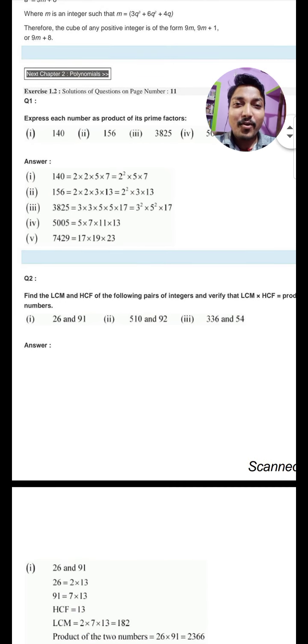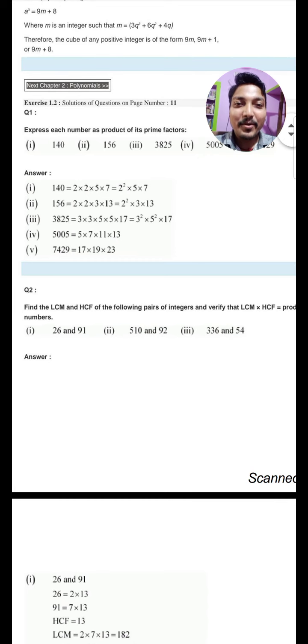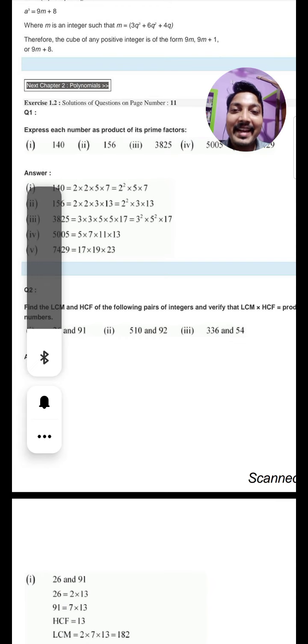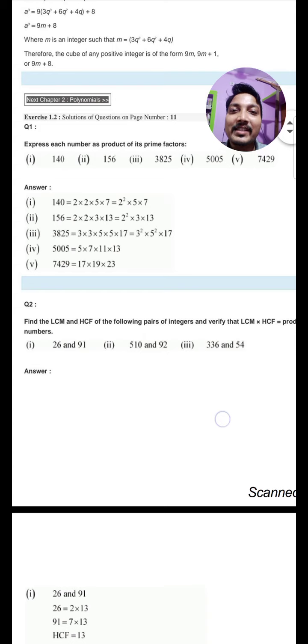Everyone knows that the fundamental theorem of arithmetic has applications to find the LCM of two or more numbers, also the HCF of two or more numbers, and also to show the irrationality of numbers. For that also we have to take the help of the fundamental theorem of arithmetic. So let's attempt question number 1.